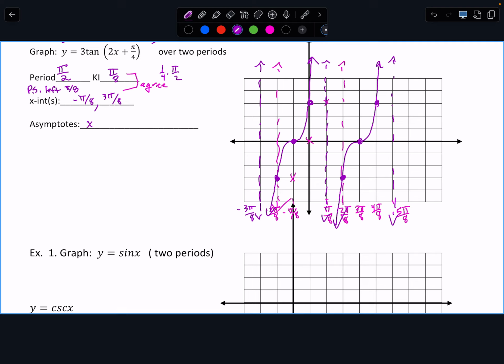Same with the asymptotes. You have at x is -3 pi/8 and x, don't forget the x equals. If you don't have that, they will be counted wrong. So x is pi/8 and x equals 5 pi/8. Any questions?